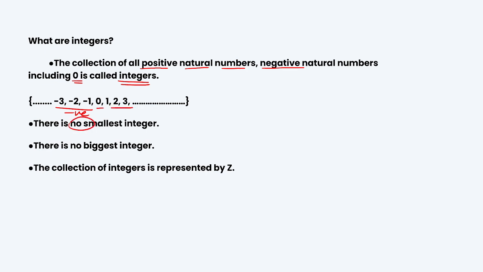There is no smallest. As we decrease it, right? नेगेटिव्स में जा रहा है कुछ भी तो उसमें फिर एक माइनस कर दो तो नेक्स्ट नंबर आता है. देयर इज नो स्मॉलेस्ट इंटीजर, नो बिगेस्ट इंटीजर आल्सो. द कलेक्शन ऑफ इंटीजर इज रिप्रेजेंटेड बाय z. जो भी कलेक्शन होती है इंटीजर की उसको किससे रिप्रेजेंट करते हैं हम? z से रिप्रेजेंट करते हैं.